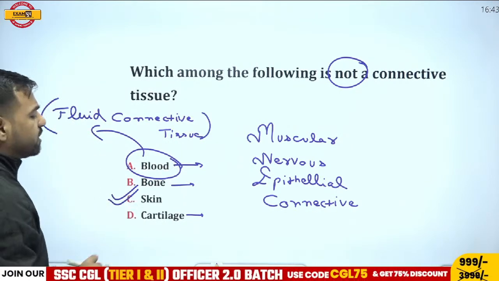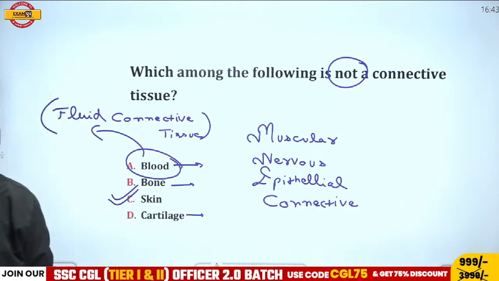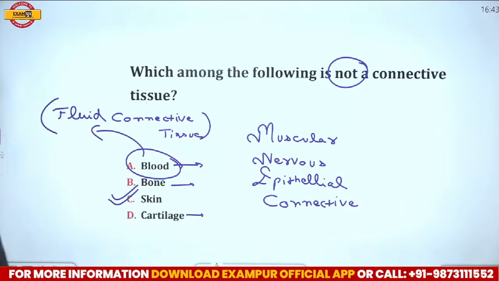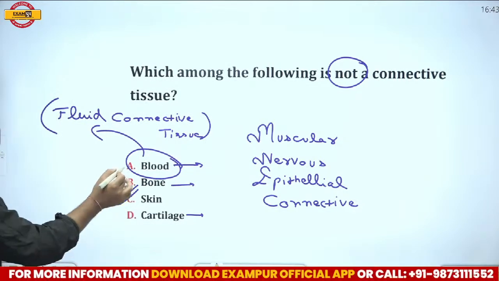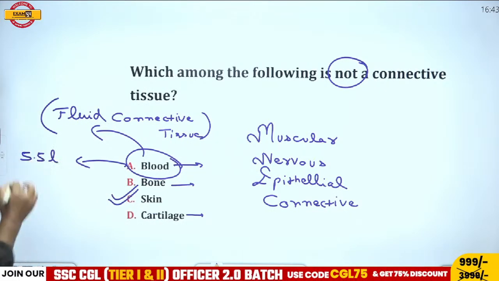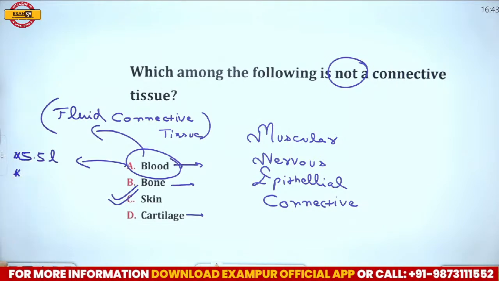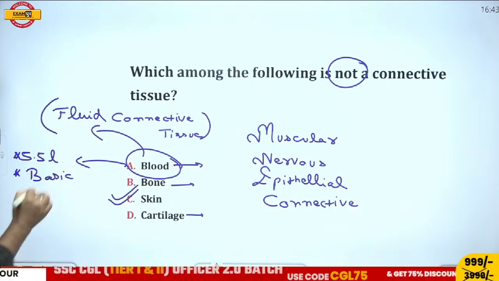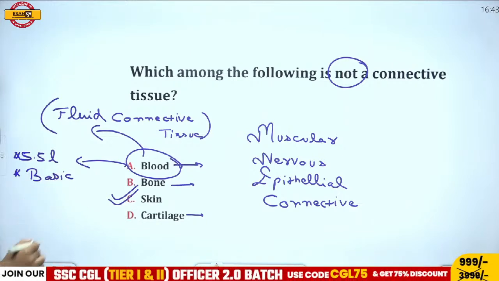Now there are several questions which can be asked from the blood part. Let's discuss them. The first question is, what is its quantity? On an average, it is around 5.5 liters. Second, if I talk about its nature, it is slightly basic. There must be some pH value. What is the pH value of blood?